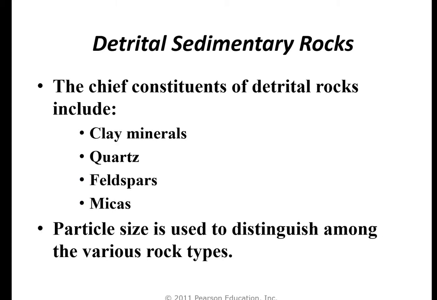So the chief constituents of detrital rocks include clay minerals, quartz, feldspars, and micas. Remember, there's two types of micas, the black mica and white mica. Particle size is also used to distinguish among the varieties of rock types.